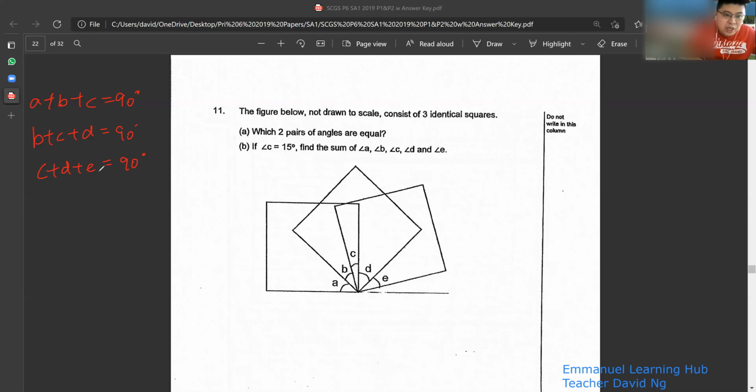From these equations, you can observe that your angle A and angle D are identical, because B and C are common. Then, which two pairs of angles are equal? A and D is one of the pairs, but they want two pairs. So the other pair is your B and your E. Your B and your E are also identical.